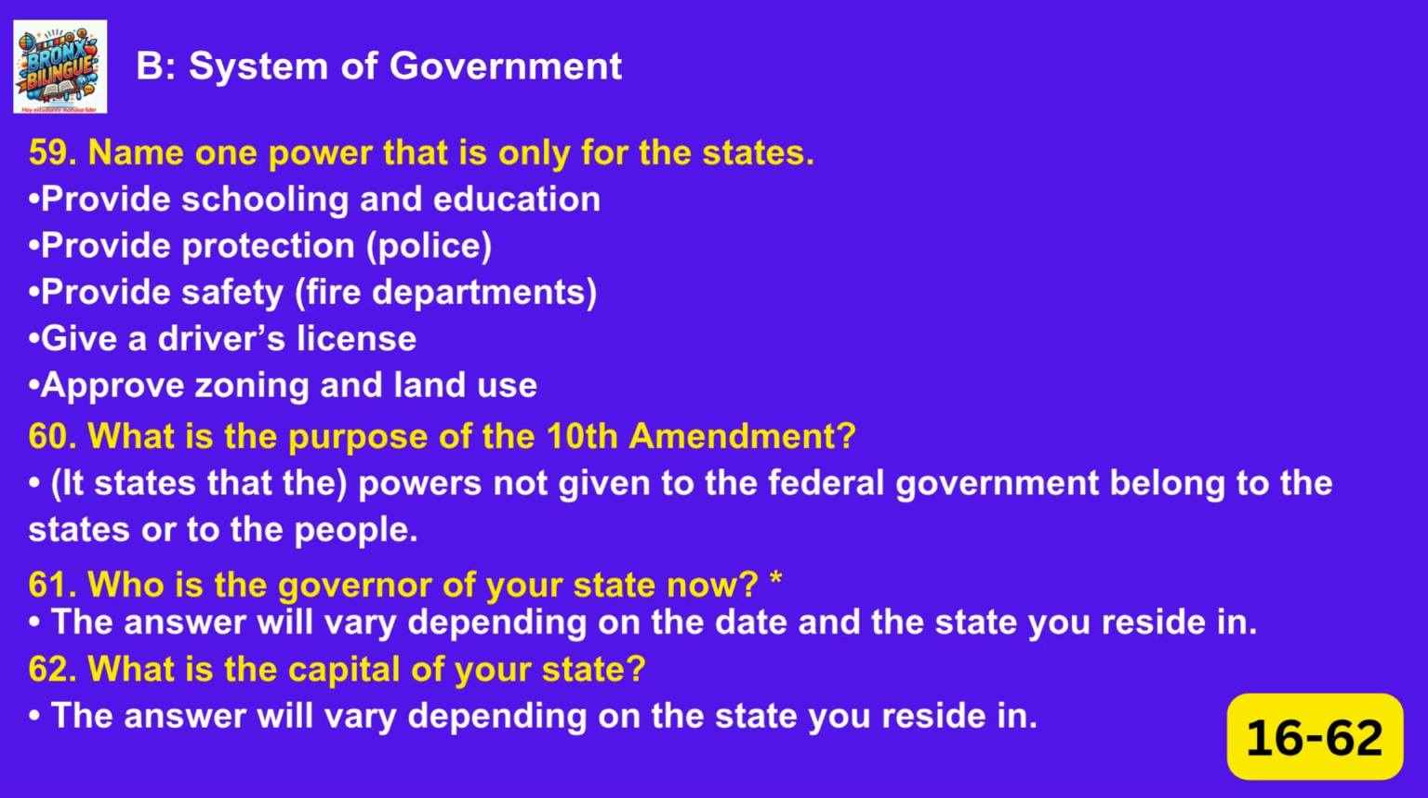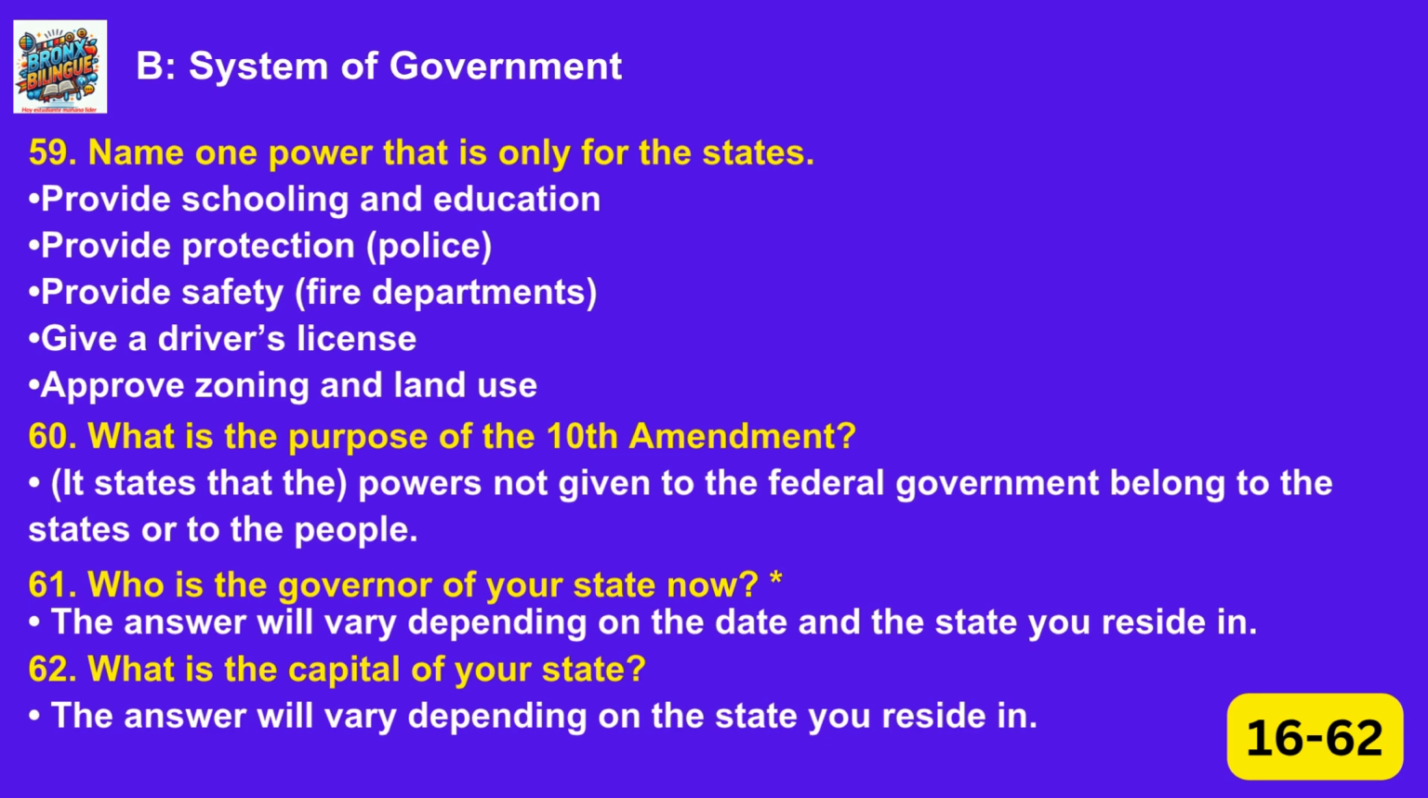59. Name one power that is only for the states. Provide schooling and education. Provide protection. Provide safety. Give a driver's license. Approve zoning and land use.